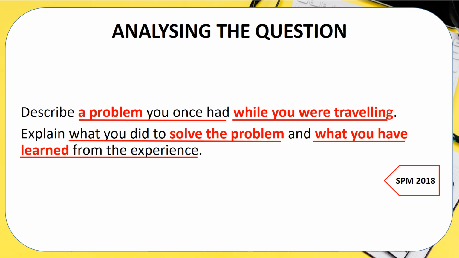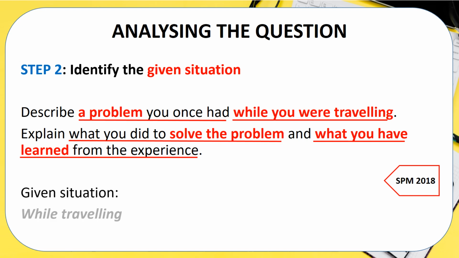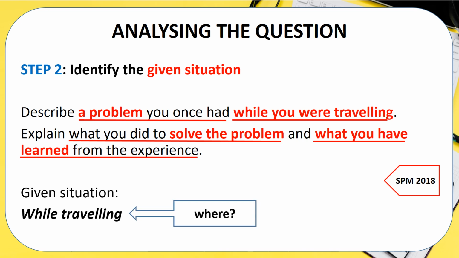Once we have identified all important phrases and keywords, we need to do step number 2, which is to identify the given situation. The given situation is the focus of the essay. Think about what it is that you need to write about. So in this question, the given situation is while traveling, iaitu semasa traveling, mengembara.